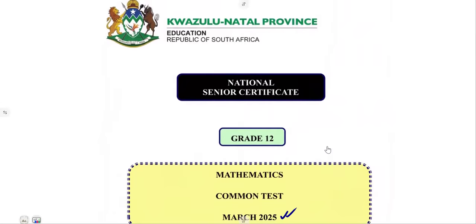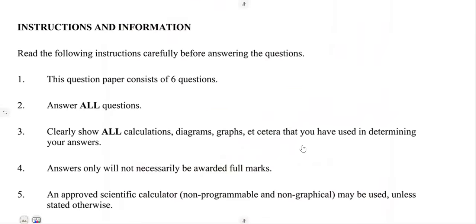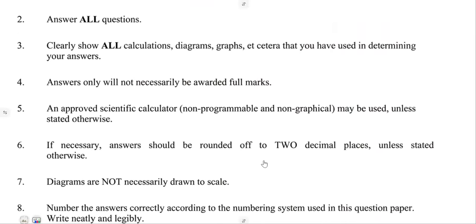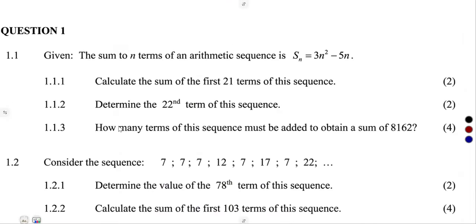That is for the KZN province. So when you are working with these questions, just try to do as many as you can because different provinces sometimes lay out the questions differently. So just revise as many questions as you can. And also make sure that you go through your instructions, especially your answers. They are supposed to be given to 2 decimal places unless stated otherwise. So that is what you must consider.